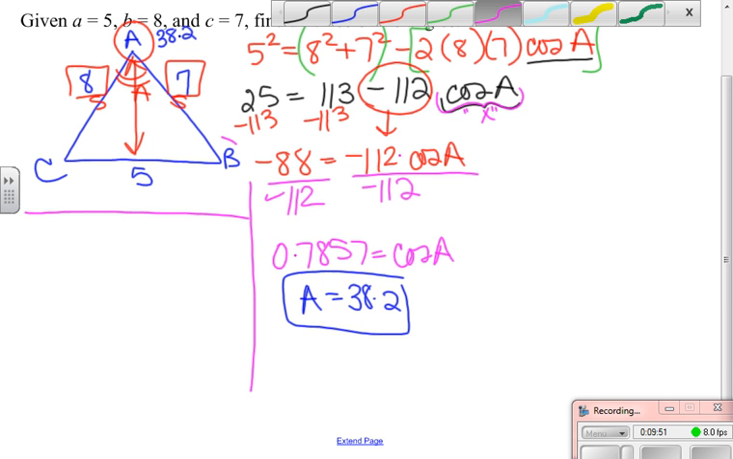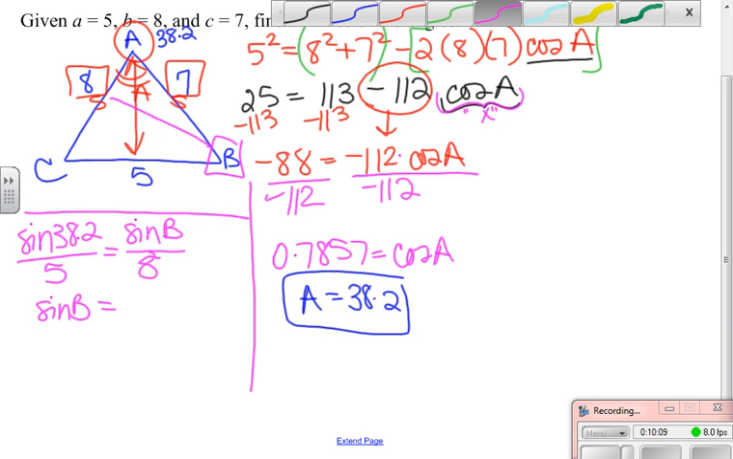I'm going to go ahead and go to B, and I'm going to say the sine of the angle I just found, 38.2, compared to its side is equal to the sine of B compared to its side, which is 8. When you cross multiply and divide, you end up with the sine of B being 0.989. Again, less than 1. I know I'm good. Inverse B is 81.7.